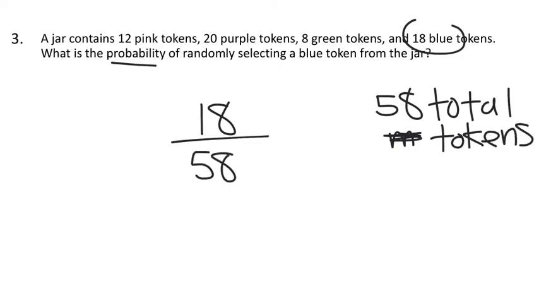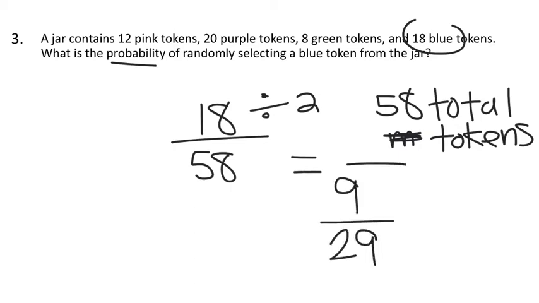Now, this is your answer, guys, but it must be simplified. I will use the number 2. 2 goes into 18 9 times. 2 goes into 58 29 times. So your final answer would be 9 out of 29.